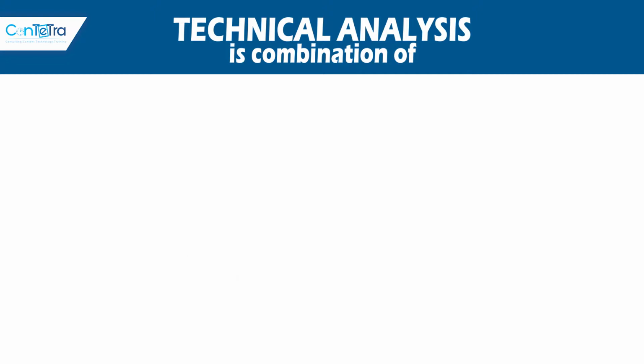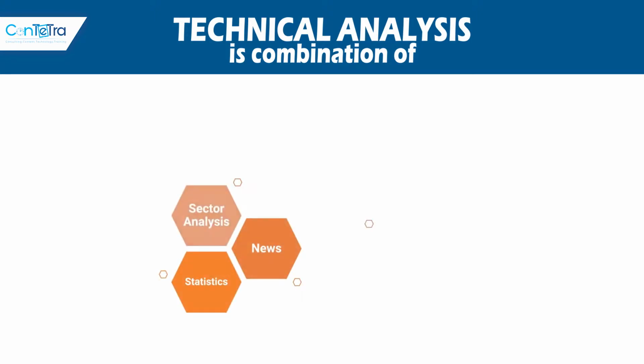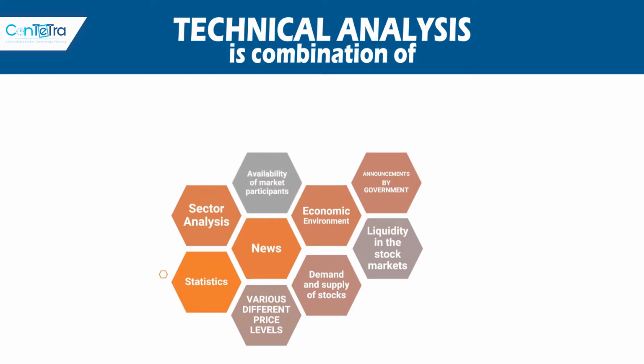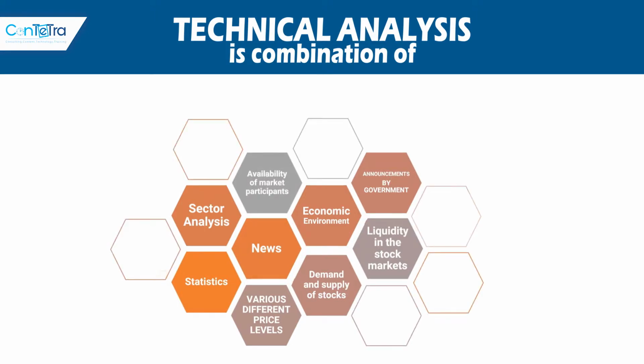Obviously, this is a combination of a lot of statistics, news, sector analysis, economic environment, announcements by the government, demand and supply of stocks, various price levels, liquidity in the stock markets, availability of market participants, and on and on I can go. So in the shorter run, there is a large variety of parameters which influence a stock price.